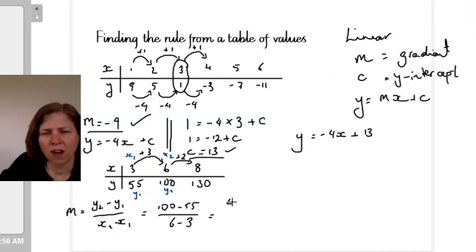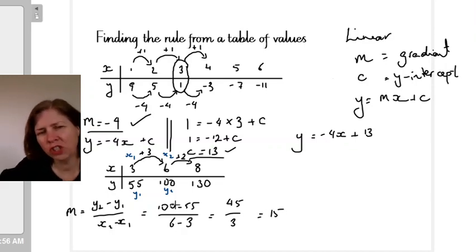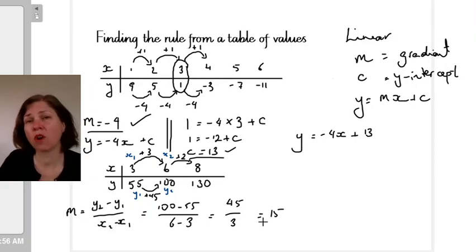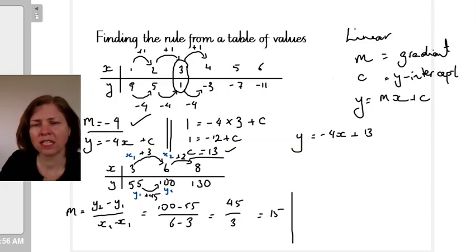100 minus 55 is 45 over 3, which is 15. Now notice what I did here was I took this distance here, which is going up by 45, and I just divided it by this number, and that way I found out that 15 is how much I go up by when I just go up by 1 in my x values. So I now know that my gradient is 15.